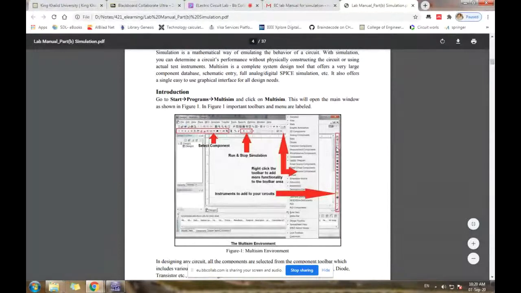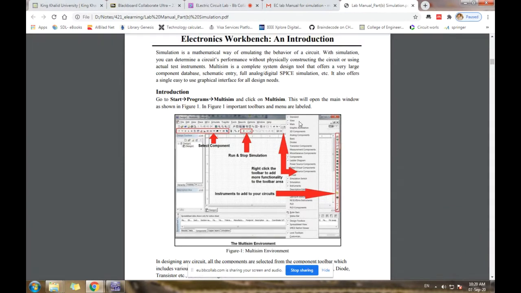Next, and this is also important, this is for the instruments. So you can say that you have four main parts, or you can neglect this selection and say that you have three main parts. What are the three main parts? The first is the component toolbar, for selecting components. The second is the simulation toolbar, to run, stop and pause the simulation. The third is to select the instrument.